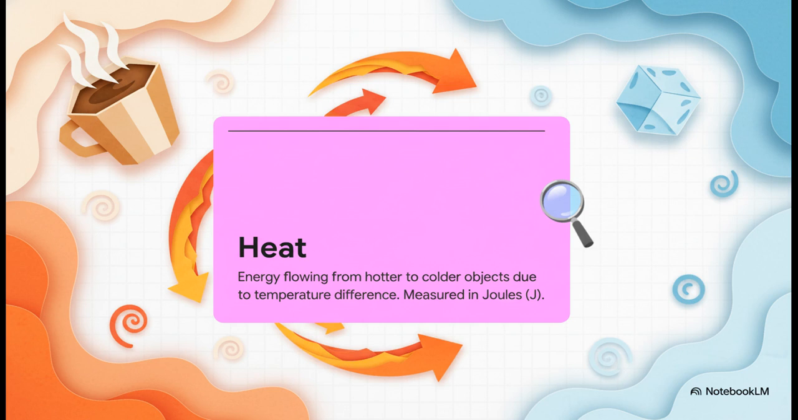It's energy that flows from a hotter object to a colder object, purely because there's a difference in temperature. Think about it. If you set a steaming hot cup of coffee on your kitchen table, you know it doesn't stay hot forever. Heat energy is actively flowing from that hot coffee out into the cooler air of the room. And that flow continues until the coffee and the room reach the exact same temperature. Oh, and because heat is energy, we measure it in joules.